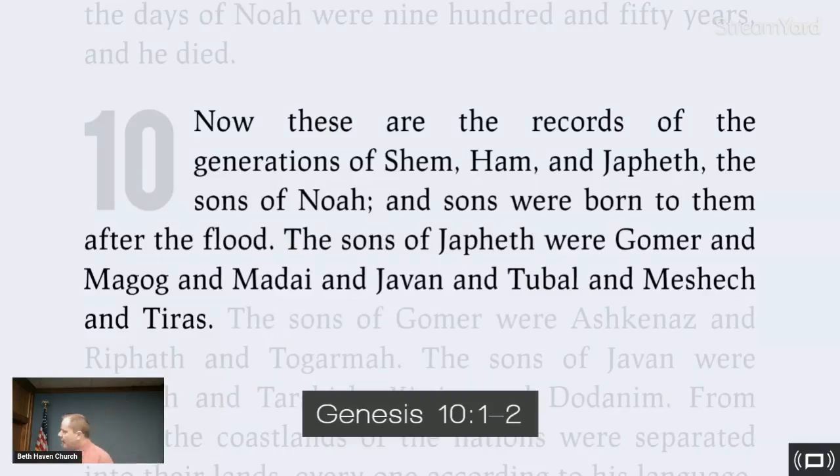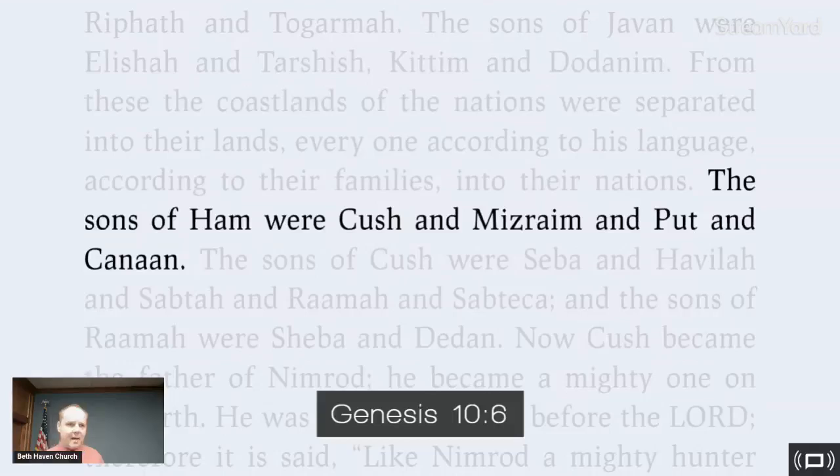But here's what it says. Now, these are the records of the generations of Shem, Ham, and Japheth, the sons of Noah. And the sons were born to them after the flood. The sons of Japheth were Gomer, and Magog, and Madai, and Javan, and Tubal, and Meshech, and Tiras. And you go, those names are cool, but they mean nothing to me. And you'd be right, unless you studied history. Hold on. Skip down to verse 6, and the sons of Ham were Cush, Mizraim, and Put, and Canaan. Okay, those were his sons.